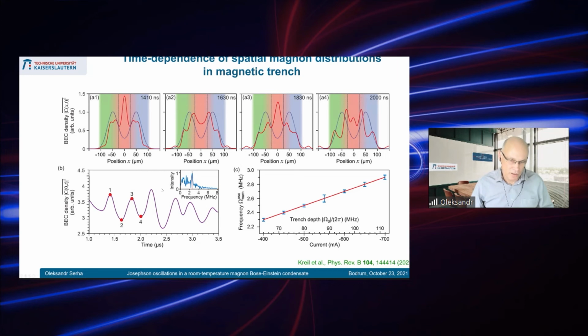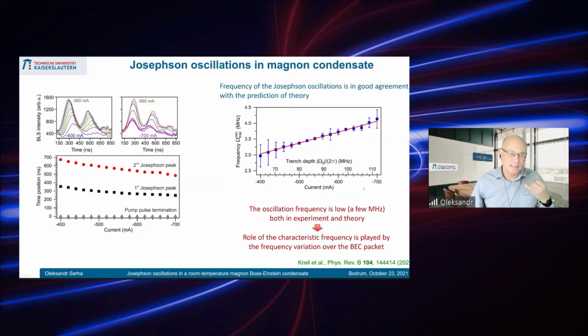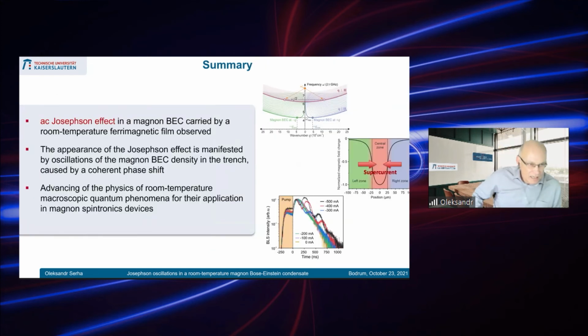After performing Fourier transformation, we can find the carrier frequency of this oscillation. And this frequency depends linearly on the trench depth. You see this dependence in our calculation. And it's interesting that if you determine the position of peaks and calculate the frequency of oscillation in the experiment, you see that the frequency of the Josephson oscillation is also described by a linear function, in good agreement with the theory.